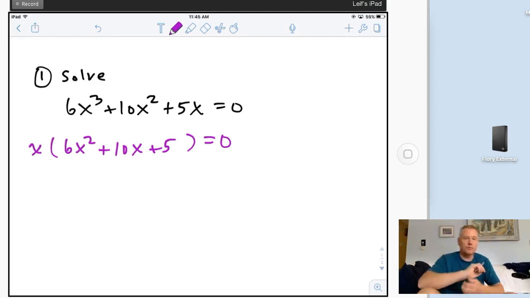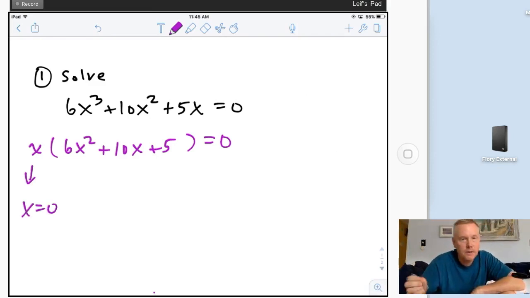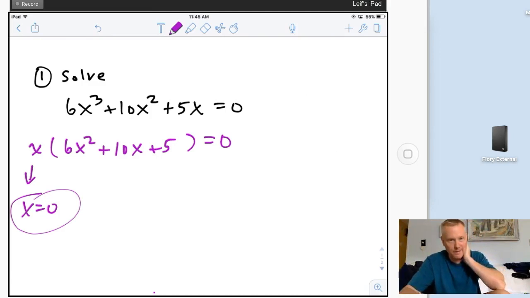All right, so you could look at that and try to factor it. 6 times 5 is 30. It doesn't take long to realize, since they're all positive numbers, that there's no factors of 30 that add up to 10, which means we're stuck with the quadratic formula. I know one of my answers already is that one right there, x equals 0. So I'm going to write that down and circle it so I don't forget it, okay? Because I'm going to work real hard to get the other two answers. That one's a piece of cake.